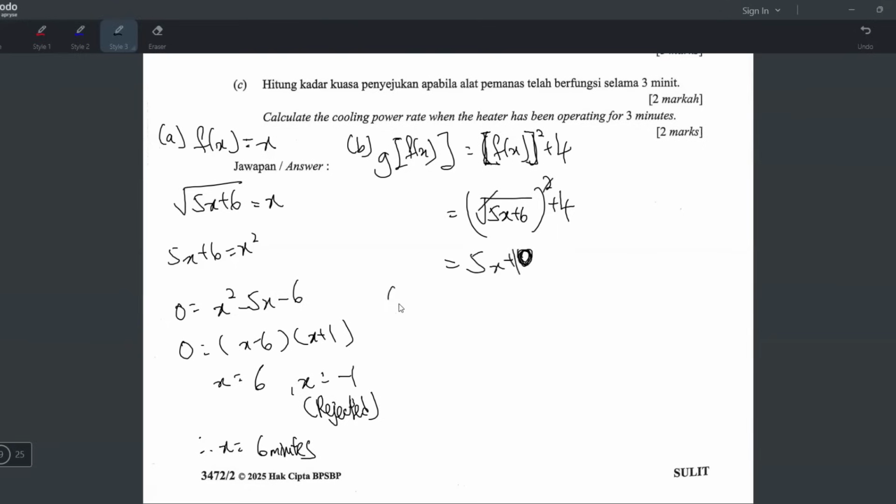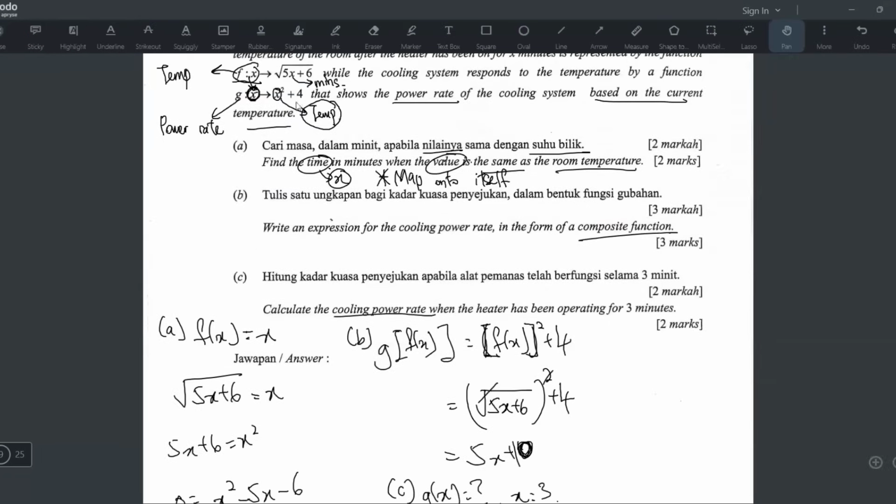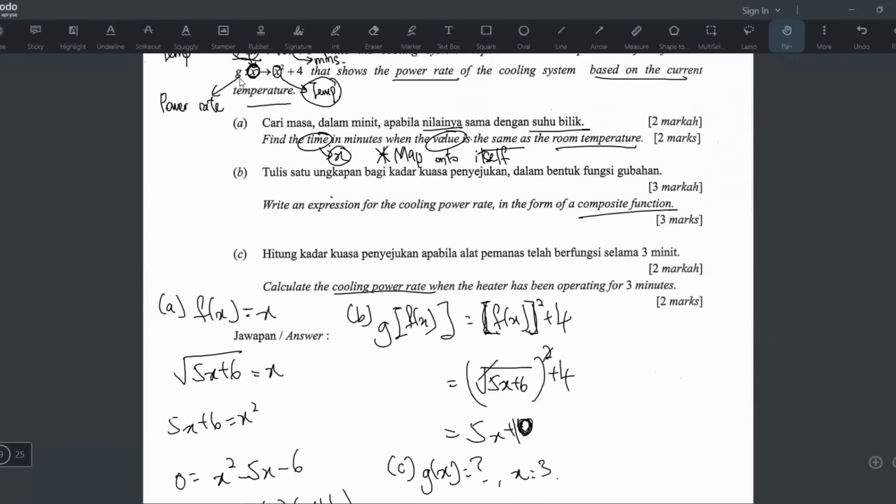Okay, for the final part, C, calculate the cooling power rate means find g(x). Yeah, cooling power rate is g(x). When the heater has been operating for 3 minutes, means x equals 3, right? Okay, well, actually, you cannot use the g(x) function to do this, because for the g(x) function, the x has to be substituted with the temperature.